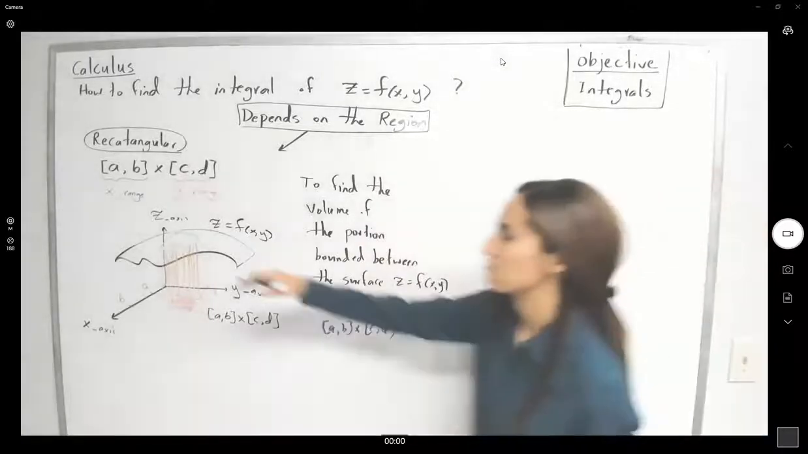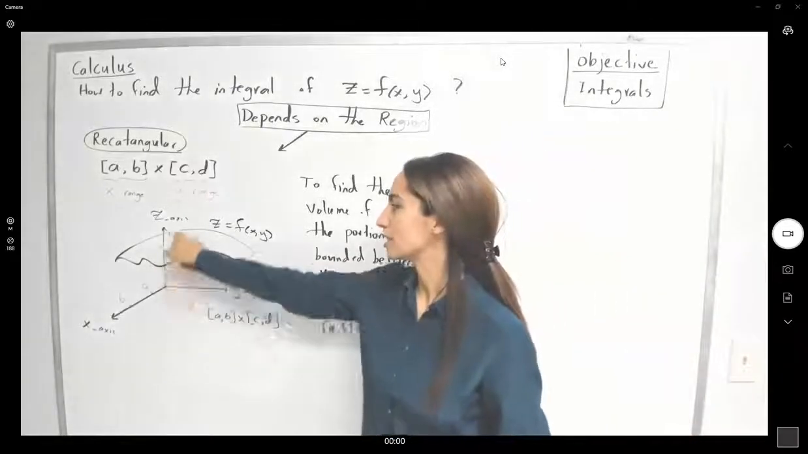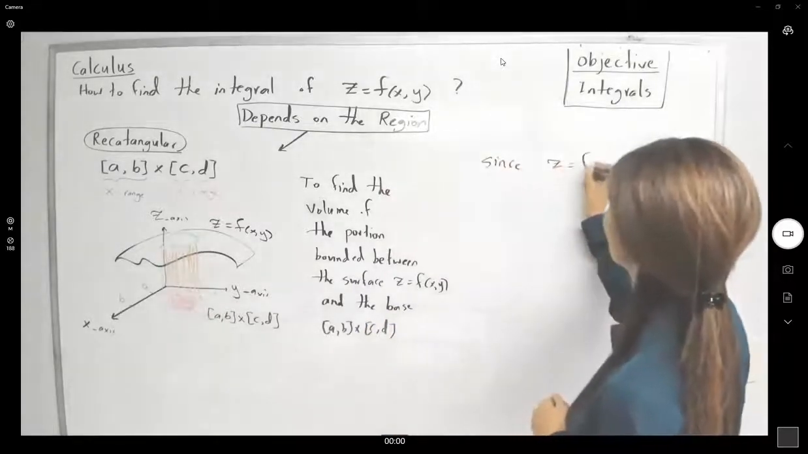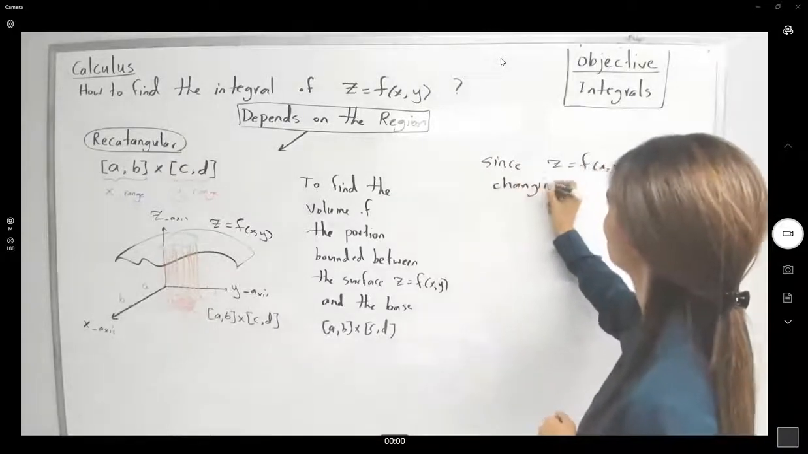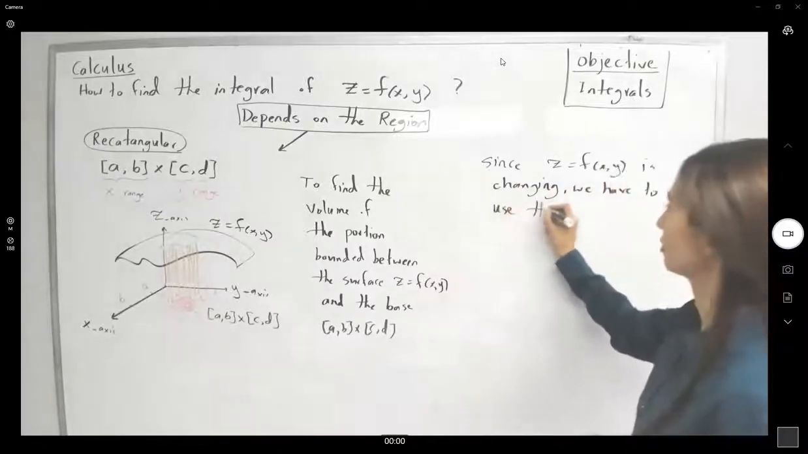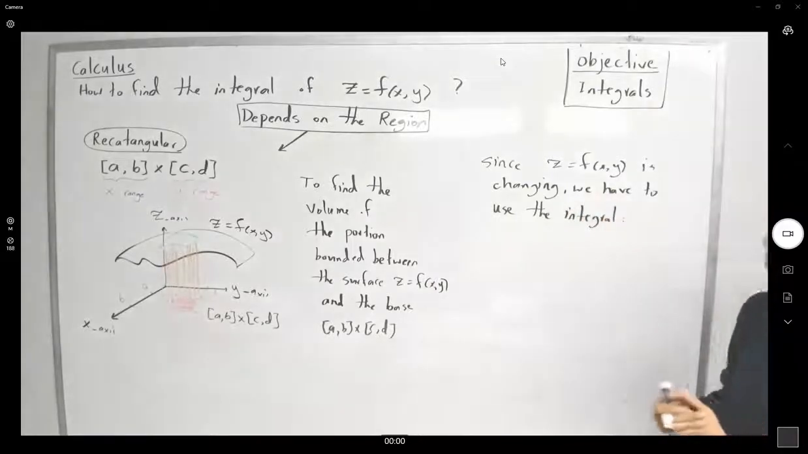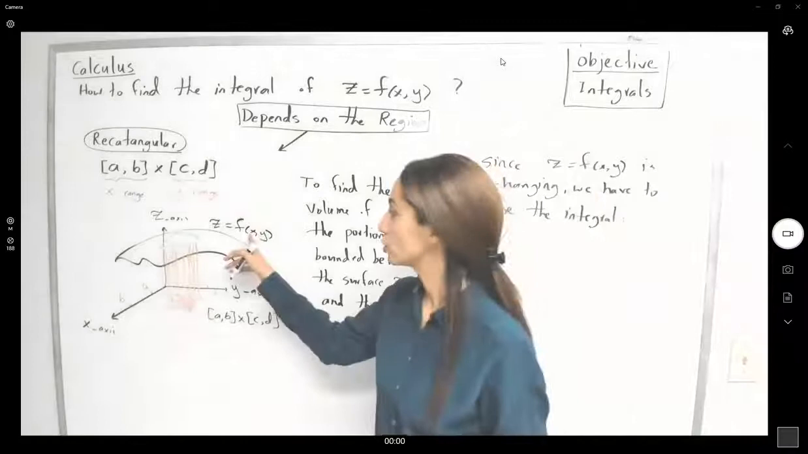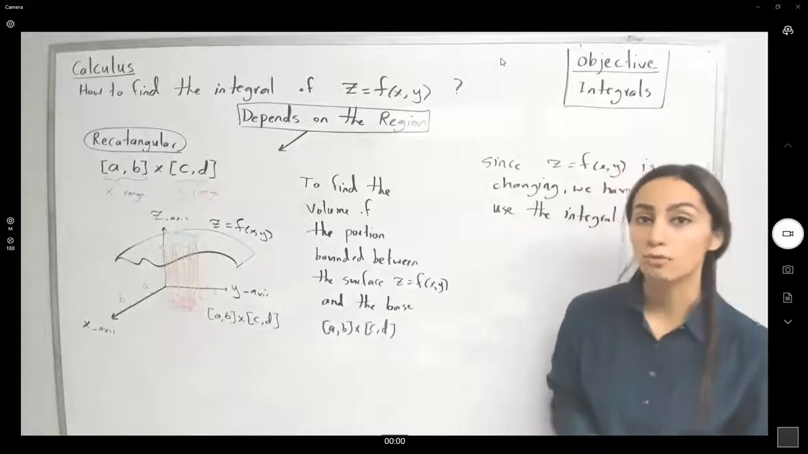Again, this is not a flat surface. It is changing. Based on the value of z, you get different heights. Since z equals f of x and y is changing, we have to use the integral. So very well, we're going to take a double integral. Why is that? Because we have two variables, variable related to x and variable related to y. Okay.